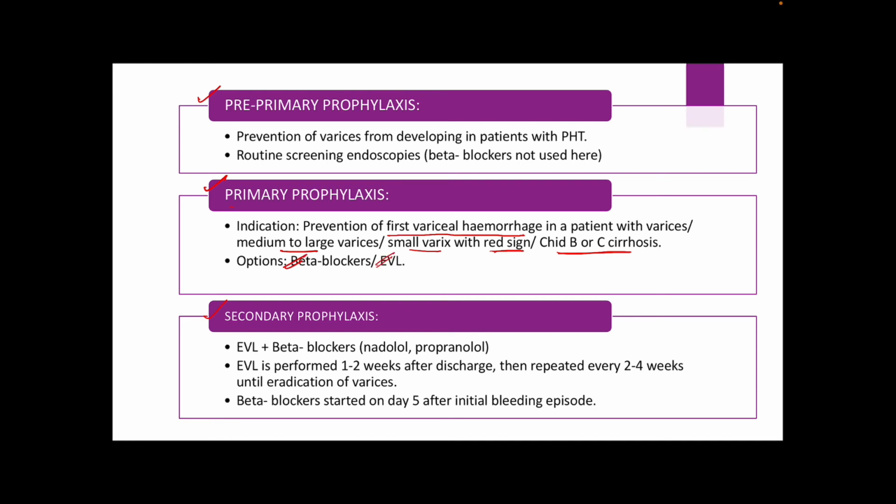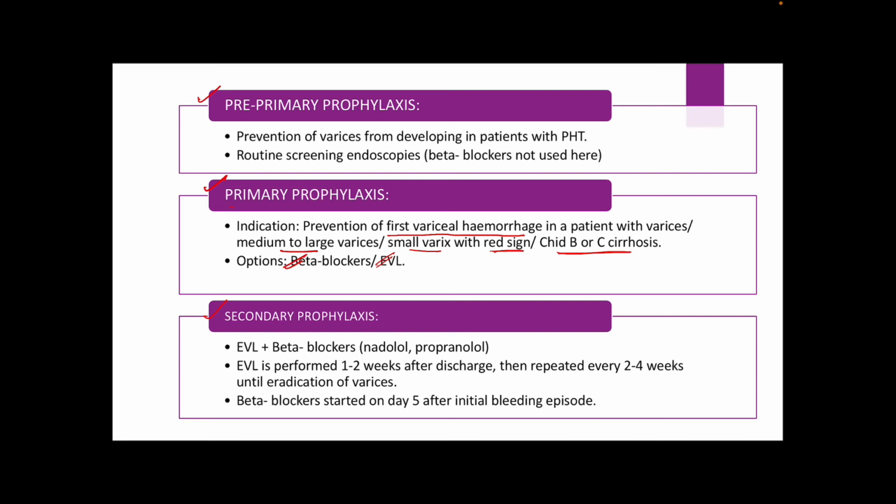Now note here that beta blockers must be started only after the patient is hemodynamically stable and off of vasoconstricting drugs. Beta blockers, what they do is they reduce the portal blood flow by reducing cardiac output. They also cause vasoconstriction of the splanchnic circulation because they're essentially blocking beta receptors, causing unopposed alpha-mediated vasoconstriction. So this reduces blood flow to the portal vein, thereby reducing portal hypertension.